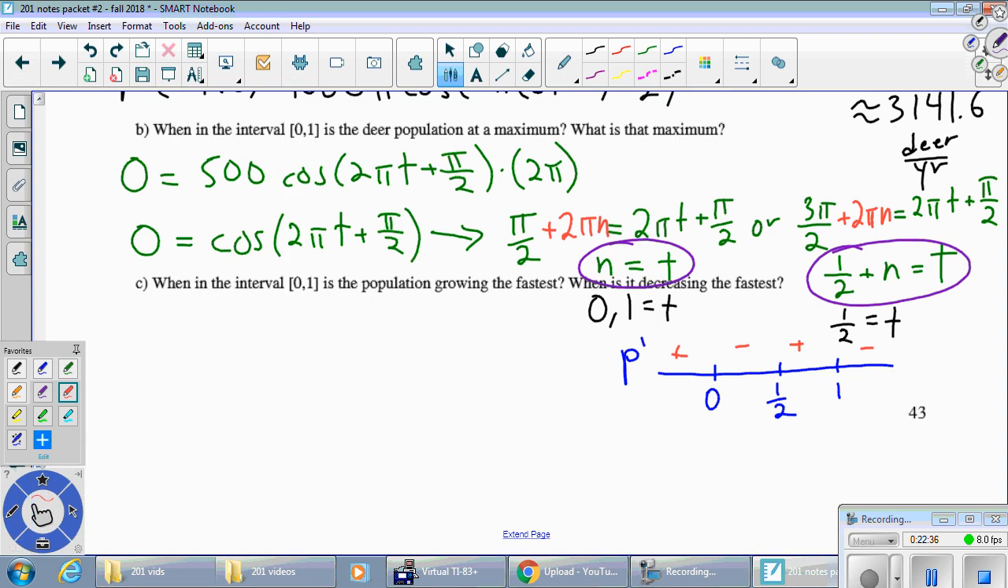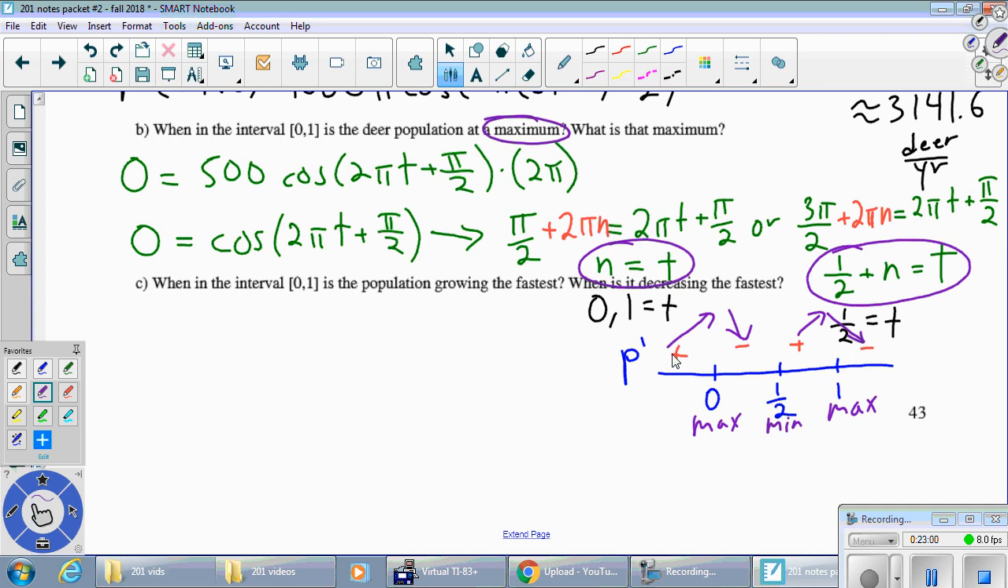Okay, so what does that mean about P? It means that P is increasing and then decreasing and then increasing and then decreasing. And we were looking for the maxes. And so I see a max at 0 and another max at 1. It didn't ask us for it, but there's a min at 1/2.